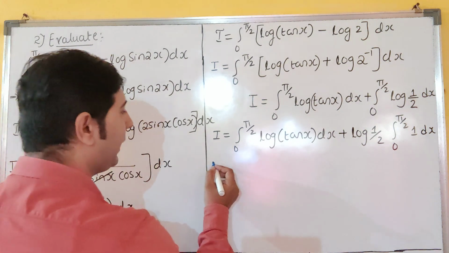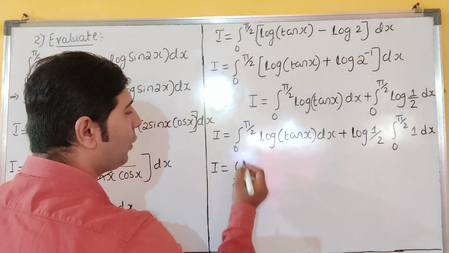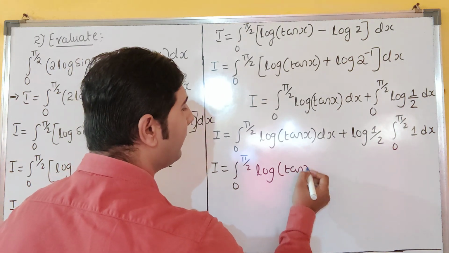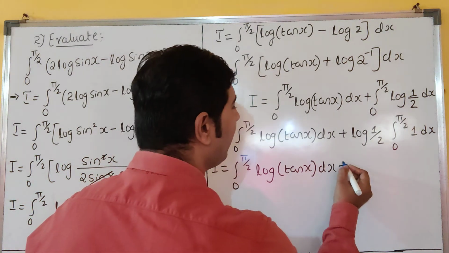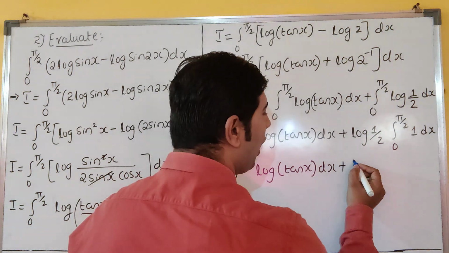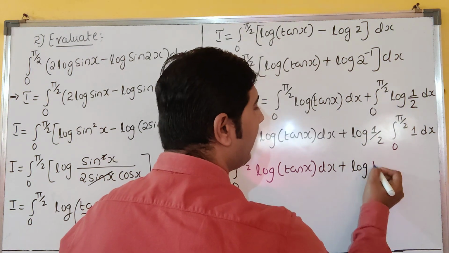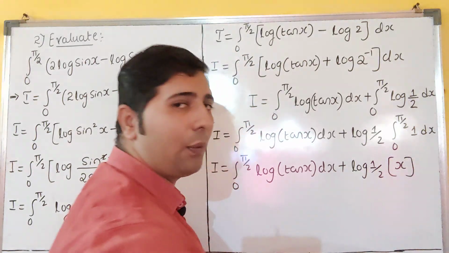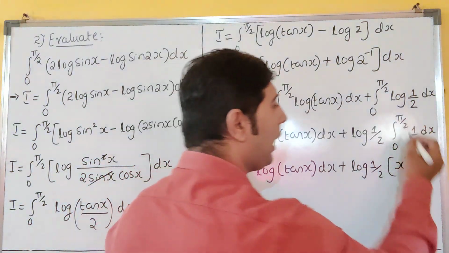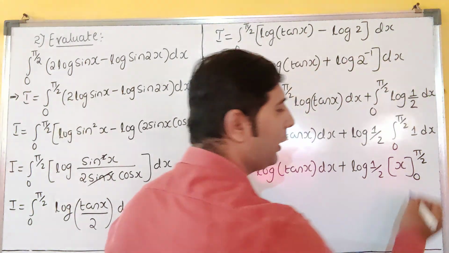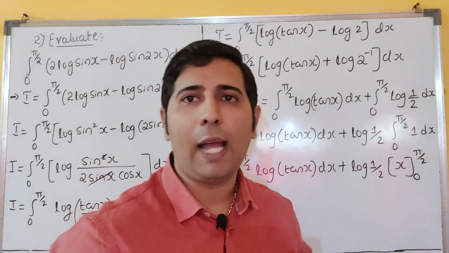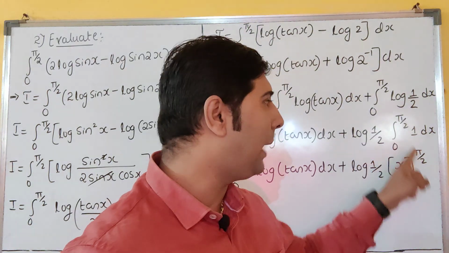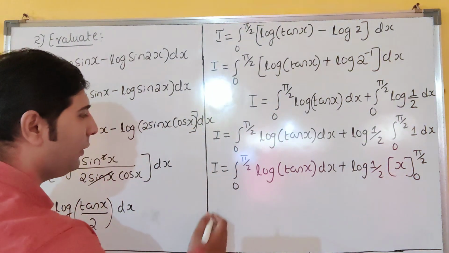Understood? So now see. 0 to pi by 2 log tan x into dx plus log 2, as is, integration of 1 is x, dear students. Integration of 1 is x. So now pi by 2 to 0. Understood everyone? I hope it is clear. Integration of 1 is what? X, pi by 2 to 0. Now you substitute the value. What will you get?